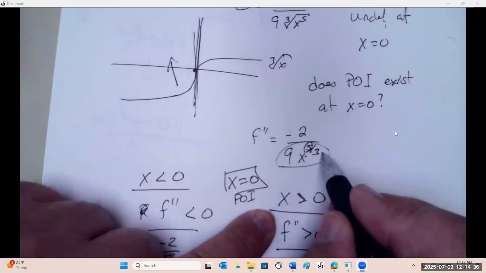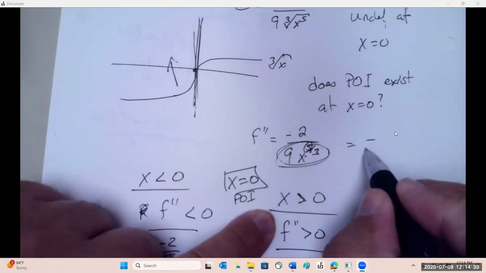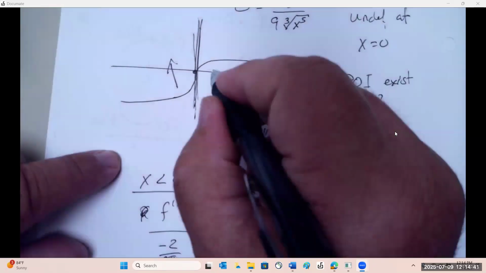On this side, when x is positive, it remains positive. So negative over positive remains negative. It's concave down.